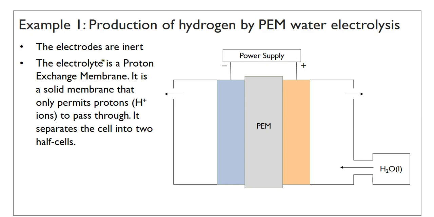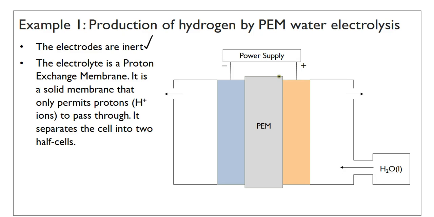So the information given here tells you that the electrodes are inert, so you probably don't have to worry about them. They're potentially some catalytic or inert electrodes, which is the norm in any water electrolysis, I think. But they actually have to give you some information on what the electrolyte is and what PEM means. So PEM stands for proton exchange membrane. It is a solid membrane that only permits protons or H+ ions to pass through, and it separates the cell into two half cells.